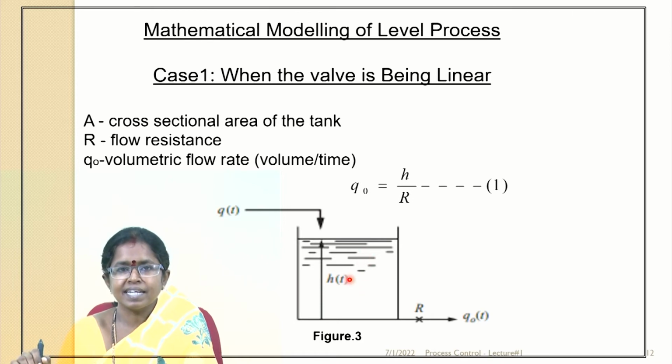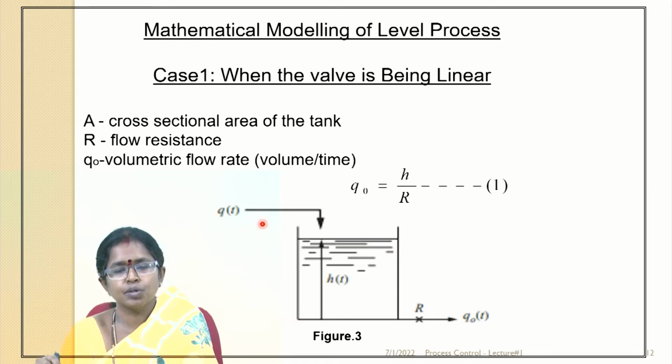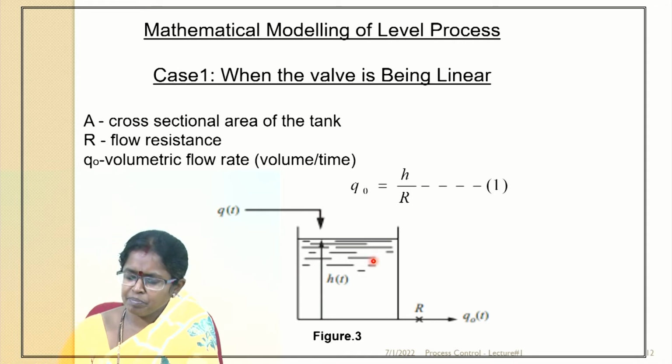So the level in the tank H is the process variable. By manipulating either the inlet flow rate or the outlet flow rate, we are going to maintain the level in the tank at the desired value, right? So what is your process variable? The level in the tank is your process variable, whereas the manipulated variable I am going to consider is the inlet flow rate, Q of t. By manipulating the inlet flow rate, I am going to maintain the level in the tank H at the desired value. Now, what is the meaning of when the valve is linear?